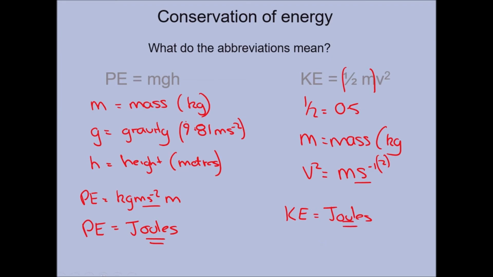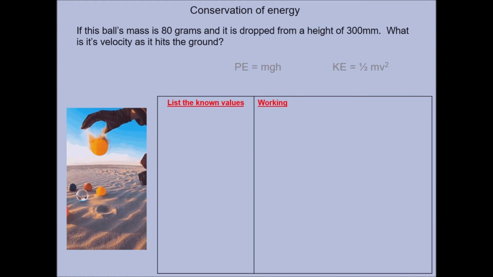So let's apply these. And what we'll do is we'll take an object that has potential energy, and then we'll see what happens when we let that object drop. It will generate kinetic energy, and we can actually apply these formulas to work out the velocity of this object as it hits the ground.